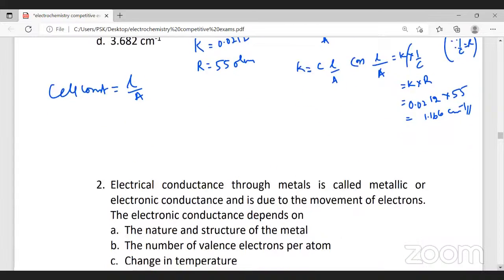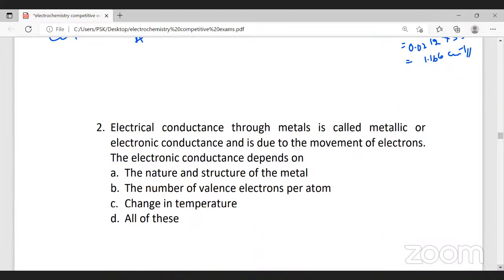The next question. Electrical conductance through metals is called metallic or electronic conductance and is due to the movement of electrons. The electronic conductance depends on the nature and structure of the metal, number of valence electrons per atom, change in temperature, all of these. So it is all of these. It depends on the nature and structure of the metal. It depends on the number of electrons present in the outermost shell. It also depends on the temperature. Now, for a metallic conductor, remember, as temperature increases, resistance also increases. Conductivity will decrease.